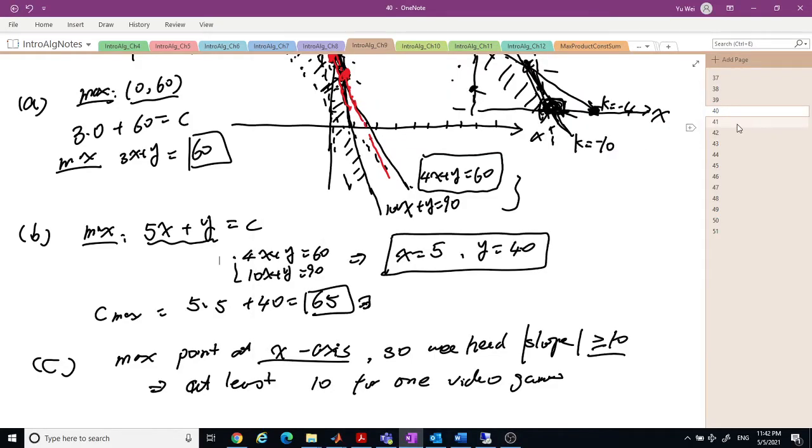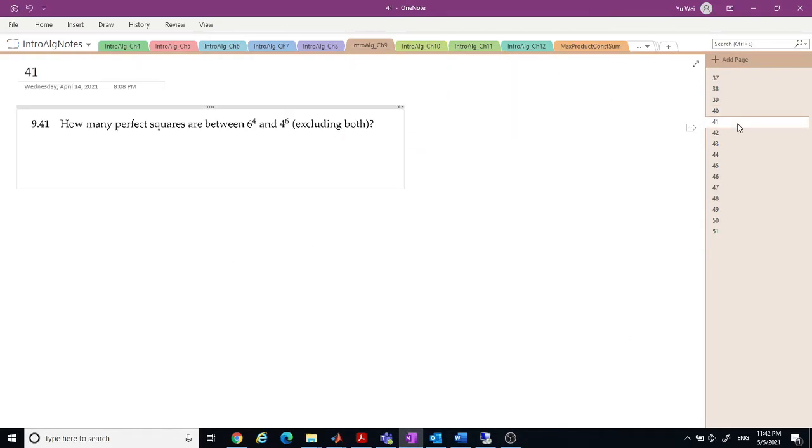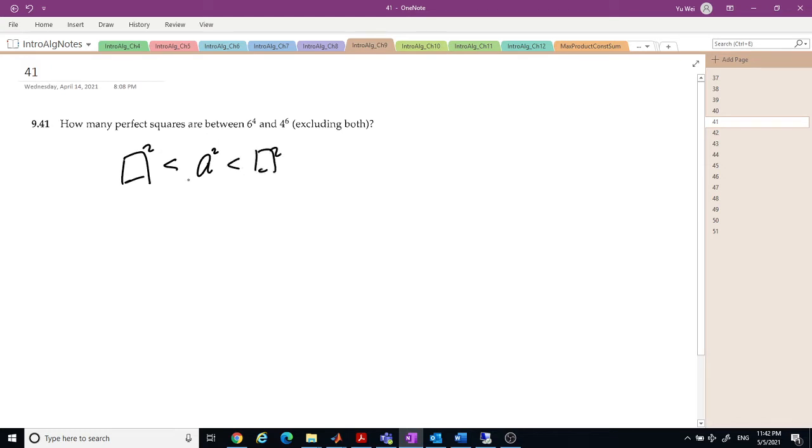Okay, let's keep doing the next problem. So it's 41. How many perfect squares are between here? We want to find a square that is greater than, and another square, so that we can know that a is between this number c and this number d, right? So let's do it.